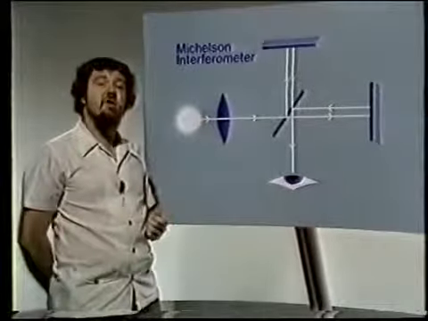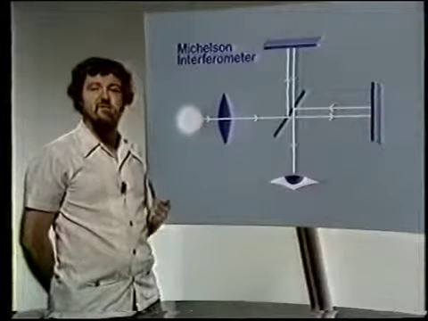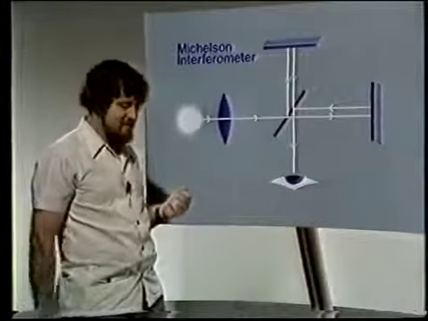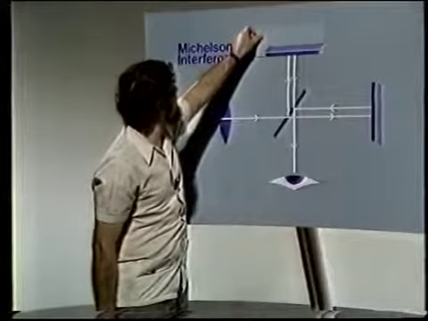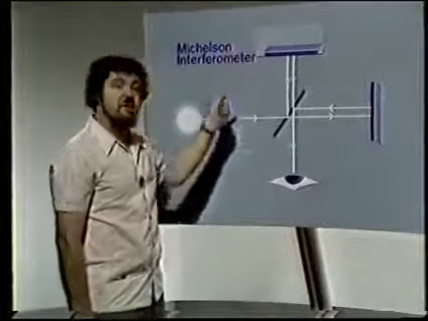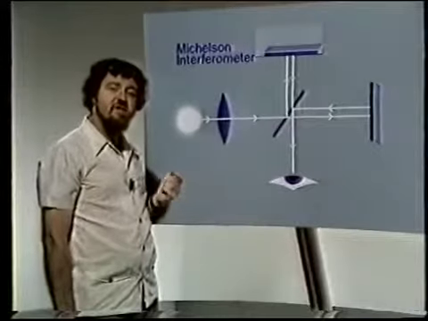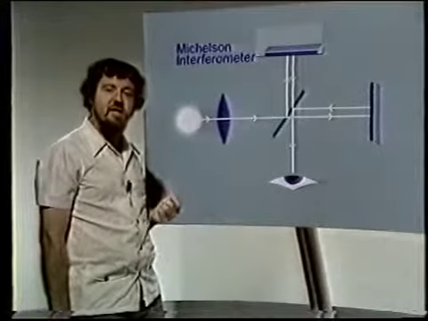Now, a central feature of its operation is that one of the mirrors is movable. It doesn't matter which one. In this particular case, we've chosen the top one, which can be moved up and down. That means that the path lengths covered by each of the two halves of the wavefront take different distances.